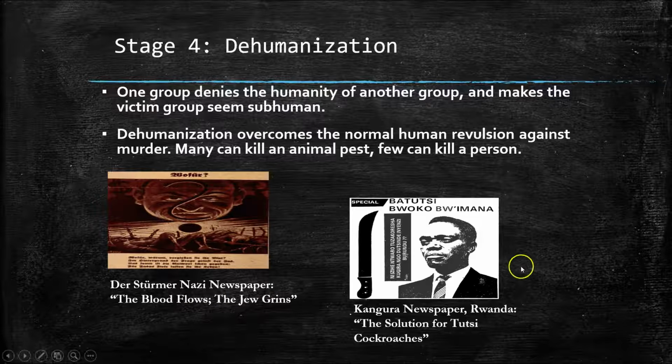So you look here in Rwanda, they were referred to as cockroaches, and the Nazi propaganda shows this very inhuman-looking Jewish person. So once you start taking a human being and making them less than human, this is stage 4. We're deepening these stages of genocide and getting to the unfortunate end of these stages.